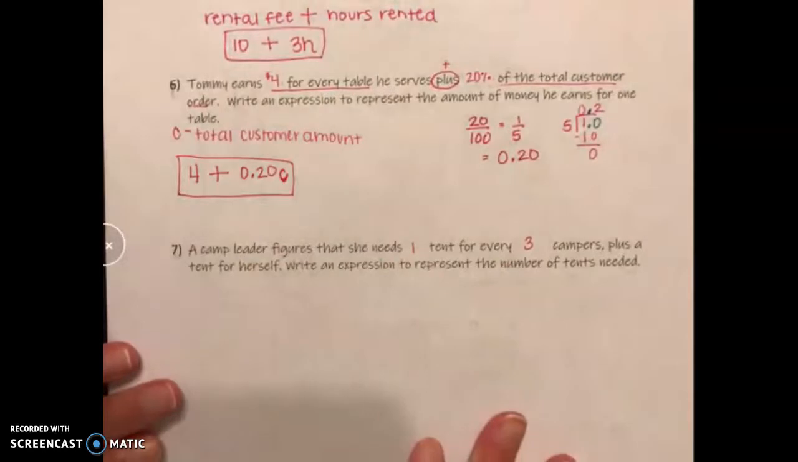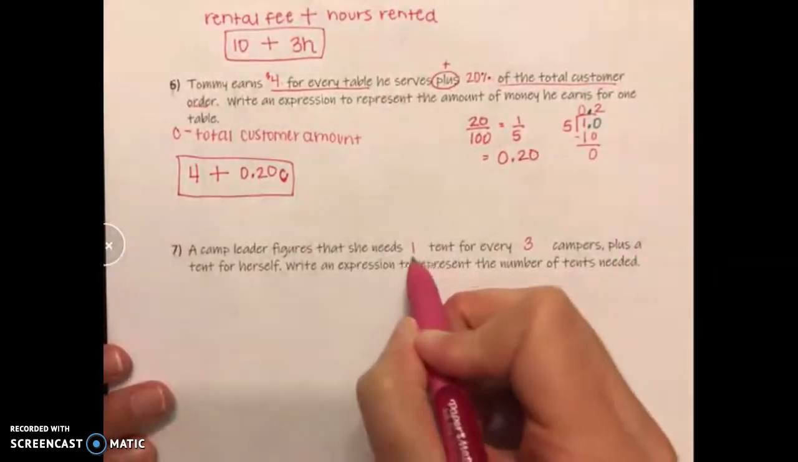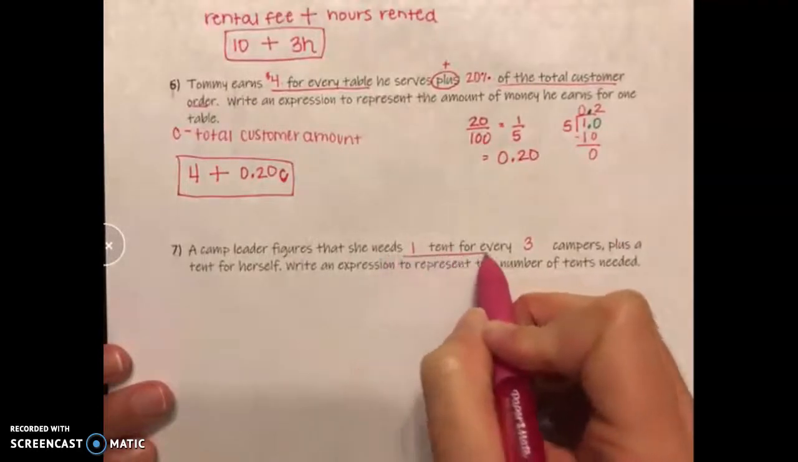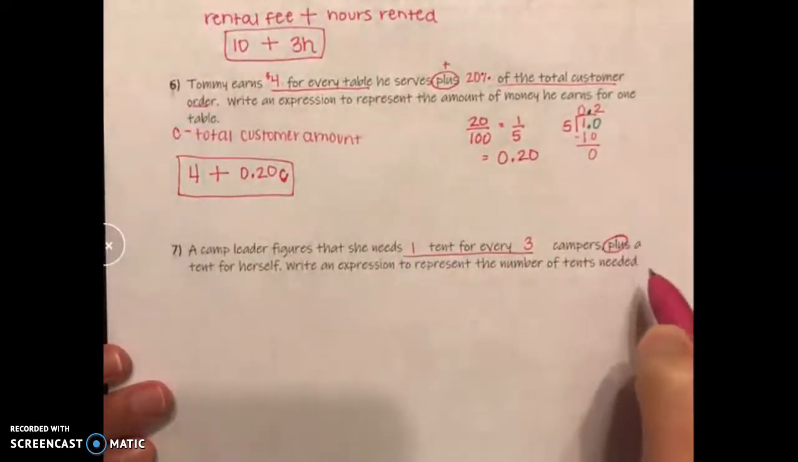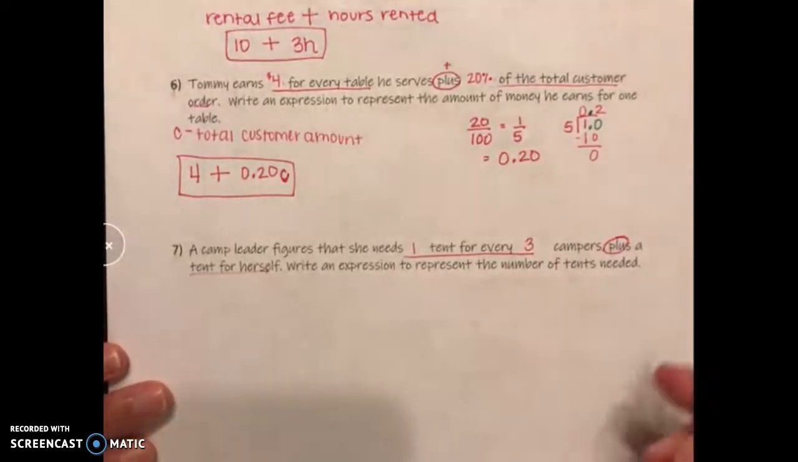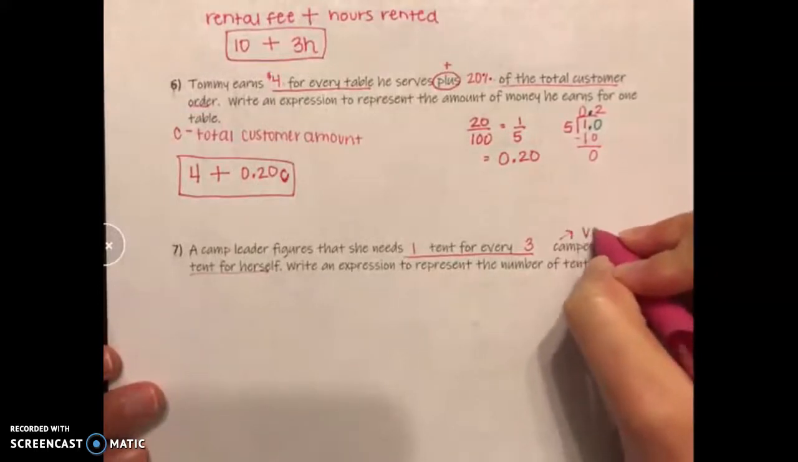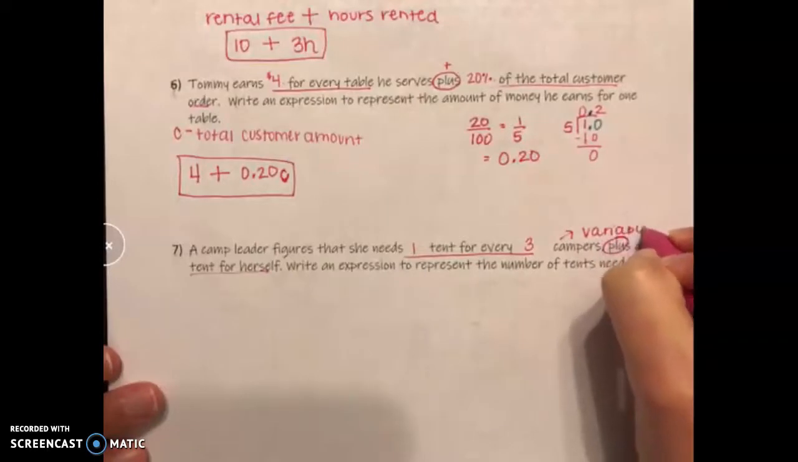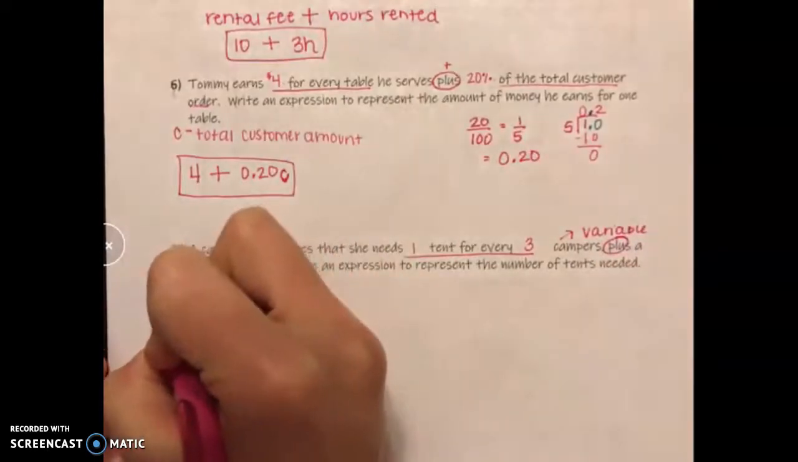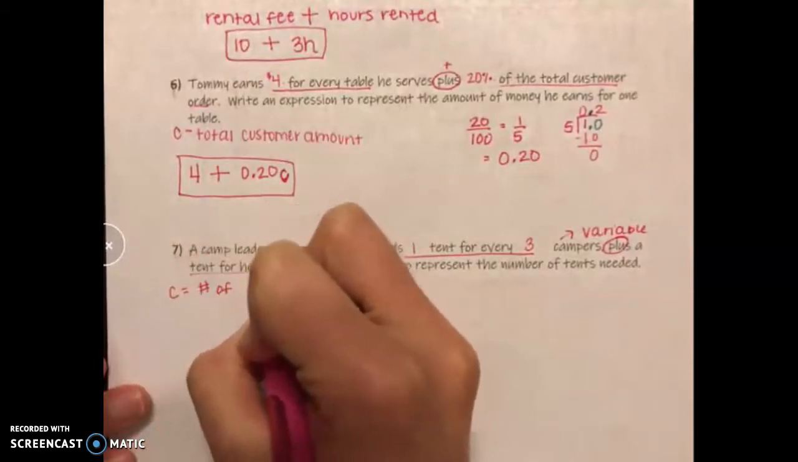All right, and the last one. A camp leader figures that she needs 1 tent for every 3 campers, plus a tent for herself. So write an expression to represent the number of tents needed. So we need 1 tent for every 3 plus a tent for herself. For every 3 campers, do we know how many campers we have? Nope, we do not. So that's going to be our variable. We're going to represent campers with the C. C equals number of campers.